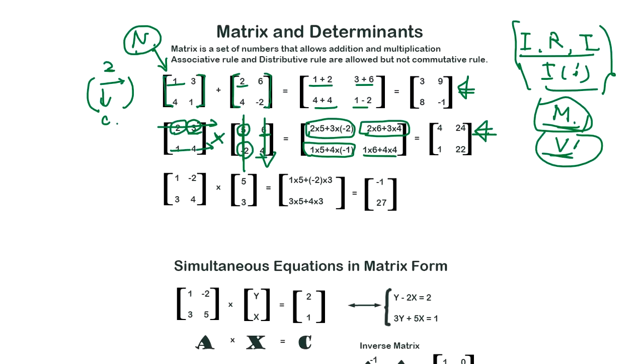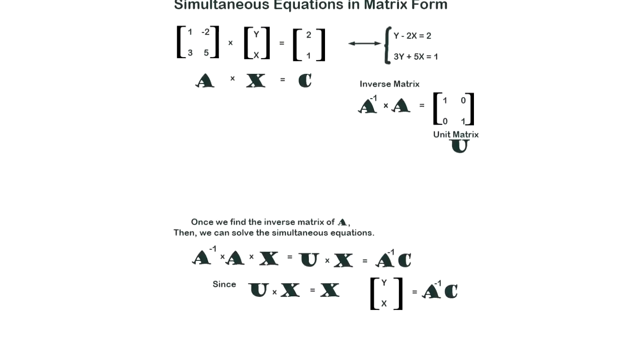We also allow multiplication of different sizes, because as long as the number of elements in a row is the same as the number of elements in a column, you can do multiplication, right? 1 times 5 plus negative 2 times 3. So the result is the column only matrix. Okay? And why do we talk about matrices?